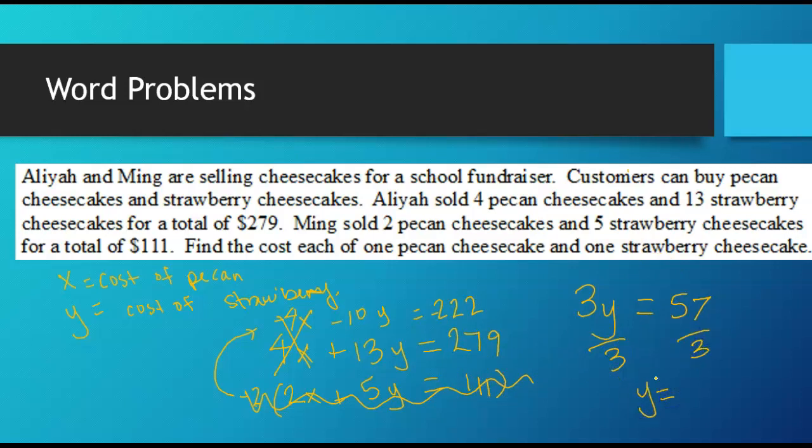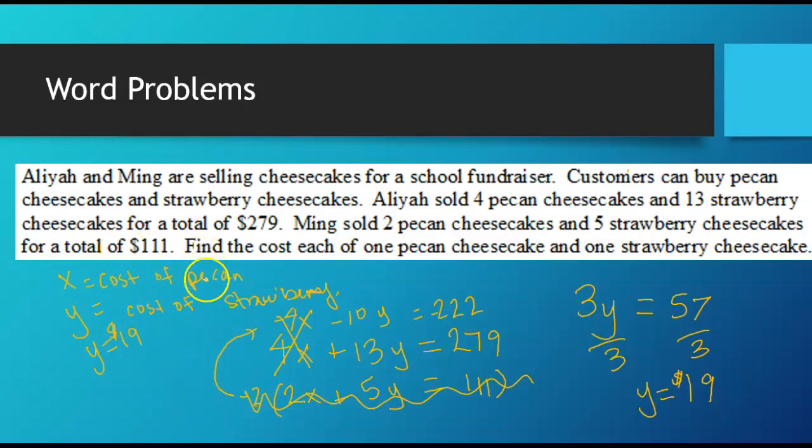okay, 57 divided by 3 is 19. Okay, so we know this is in dollars. So y was the cost of strawberry cheesecake. So that is $19. It costs $19 to get a strawberry cheesecake.